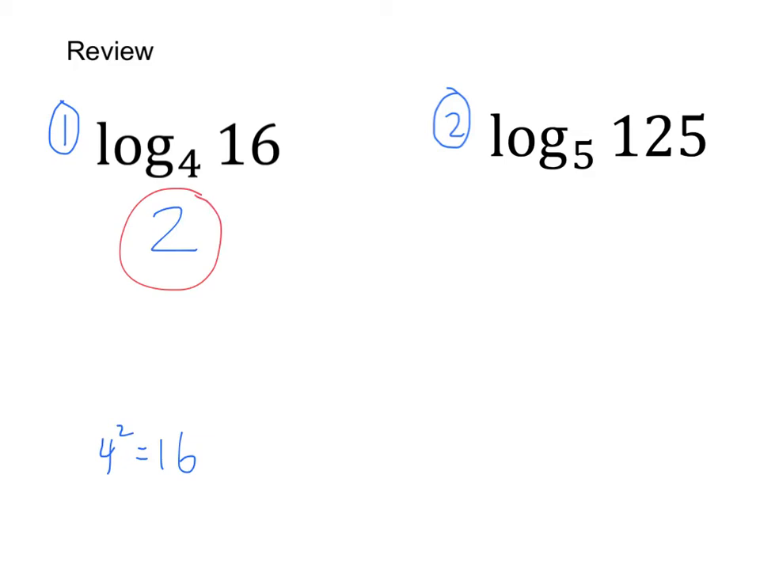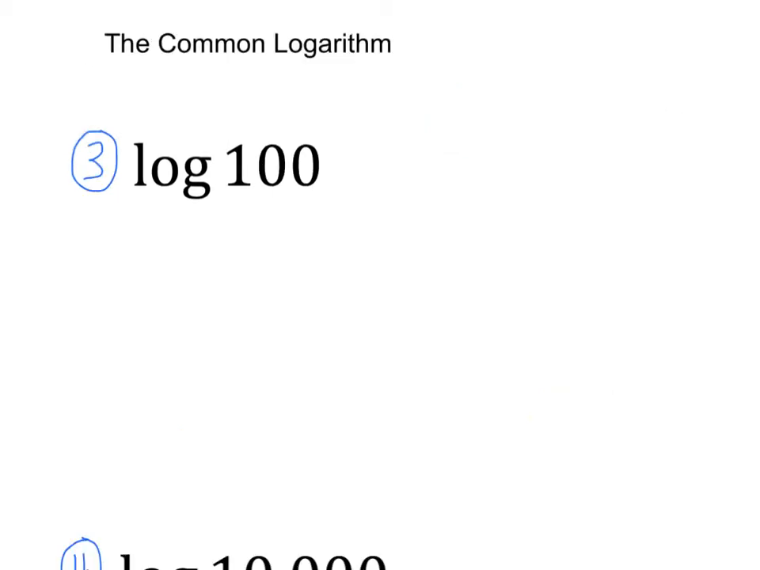The second one, log base 5 of 125. That answer should be 3. Why? Because 3 is the exponent to which I raise 5 to get 125. Or we could say 5 cubed is 125. So this answer here, that's the exponent. The answer was 3. I wanted to make sure you understand logarithms before we do a common logarithm.